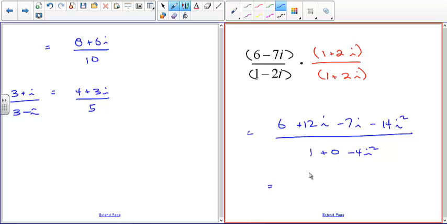So combining these two together, well, let's just rewrite this. It's going to be plus 14 because i squared is negative 1. Negative 1 times negative 14 is positive 14. Okay, so now 6 plus 14 is 20. That's the real part. The imaginary part is 12 minus 7, so that's minus 5i. And then in the denominator, you've got 1 plus 0 minus 4 times negative 1. i squared is negative 1, so you get 5 plus 4. Negative 4 times negative 1 is positive 4, so that's 5. And then finally, look for a common factor. So you can see 5 is a common factor. So we'll get 4 minus i over 1, or just 4 minus i.